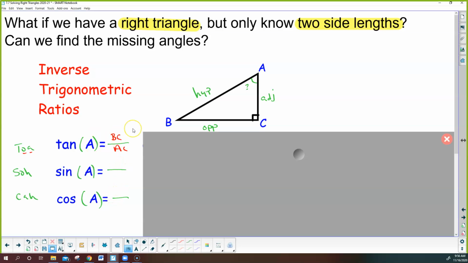So you can see why I didn't want you to write the other slide, is we're doing the same thing here. And then let's set up the ratio for sine and cosine. Sine is opposite over hypotenuse. So BC over AB. And cosine is adjacent over hypotenuse, which is AC over AB.